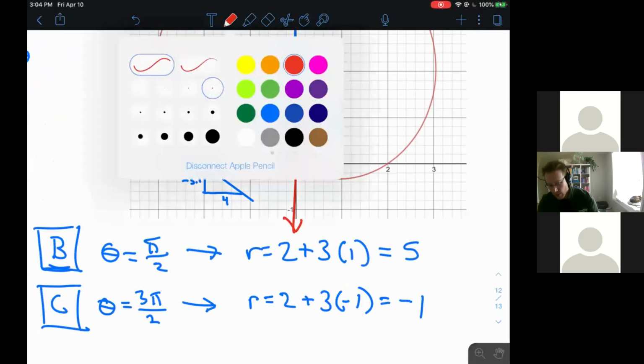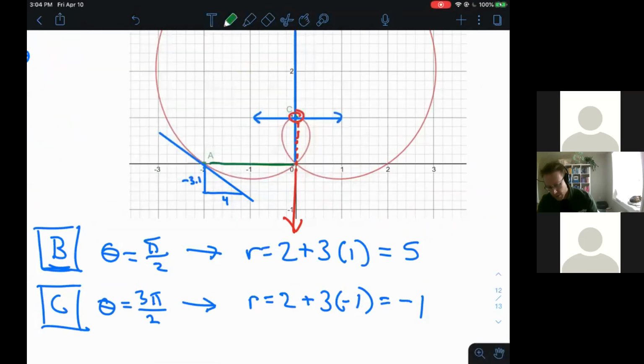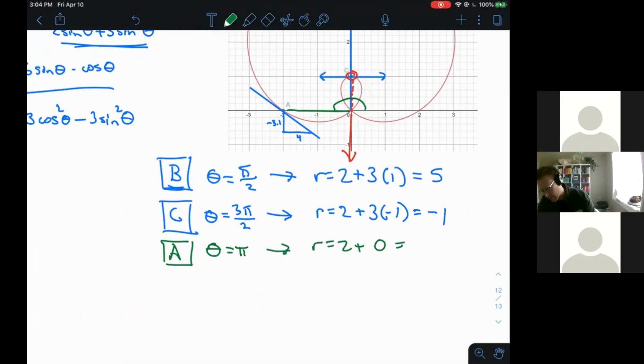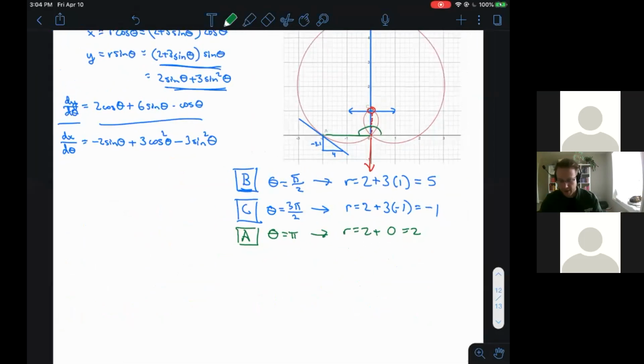And then lastly, in order to hit A, I'm almost certain that this is when theta equals pi, right? When we're looking in this direction, you could go ahead and verify this, but A is going to be when theta is equal to pi, right? To plug this in, we get r is equal to 2 plus 3 times 0, so that's going to be 2. So we move out in that positive direction, pi. Okay, good. So now we know what to be plugging in for these things.